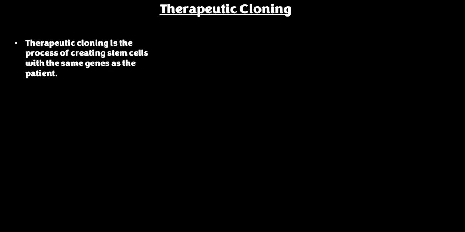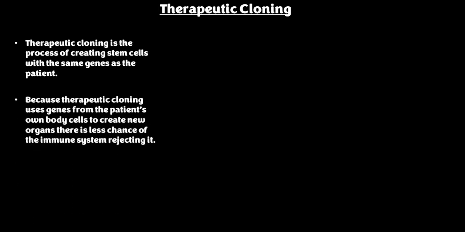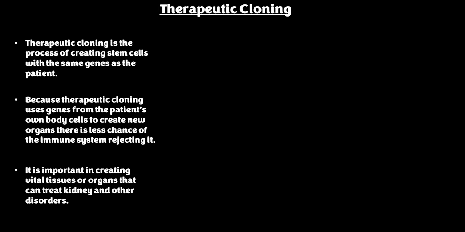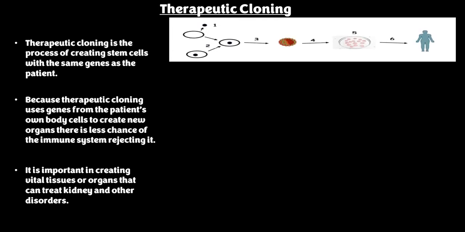Therapeutic cloning is a process of creating stem cells with the same genes as the patient. Because therapeutic cloning uses genes from the patient's own body cells to create new organs, there is less chance of the immune system rejecting it. It is important in creating vital tissues or organs that can treat kidney and other disorders. Now let's look at the stages in therapeutic cloning.